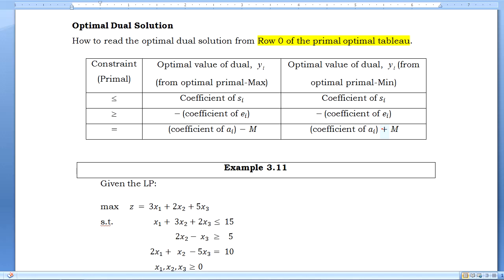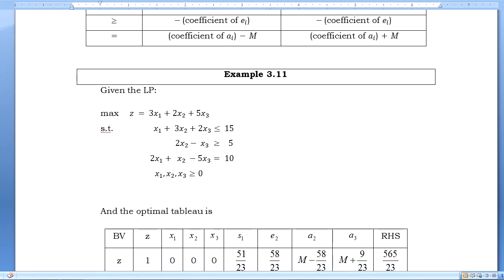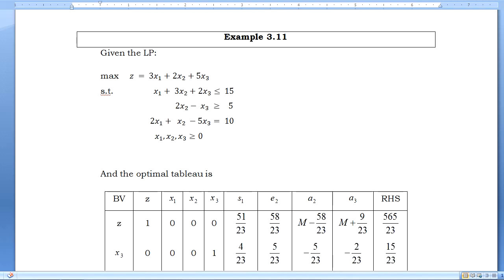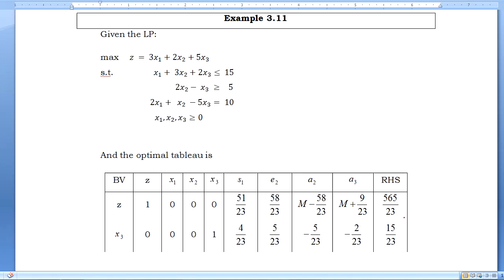Now let us discuss example 3.11 and 3.12. Given this LP and the optimal tableau. Okay, before we find the value of the dual variable, let us write the dual LP.